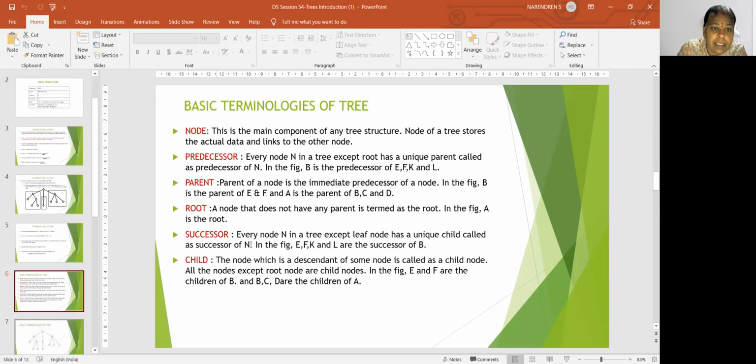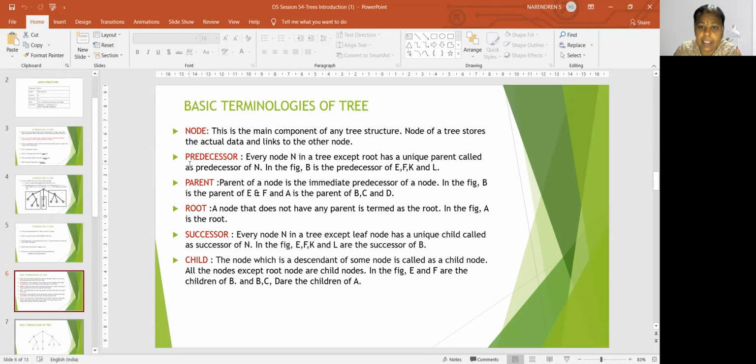Okay. Similarly, there are some terminologies and basic concepts which we are going to discuss in the tree. What is a node? These are some important concepts which we are discussing now. Node is the main component of any tree structure. A node of a tree stores the actual data and links to other nodes.